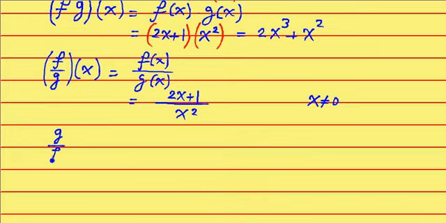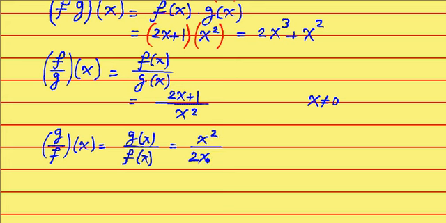If I had g over f, what would g over f be? G over f is g of x over f of x. What is that? That's x squared over 2x plus 1. So what is it that I should be careful here? This whole thing wouldn't make any sense if x was minus 1/2. So I have to stay clear of that, so I don't let the denominator become 0.